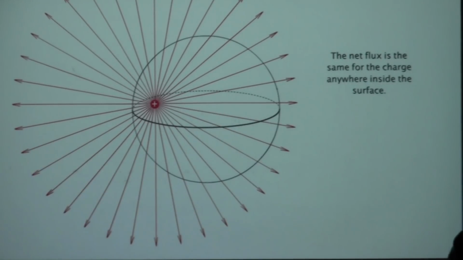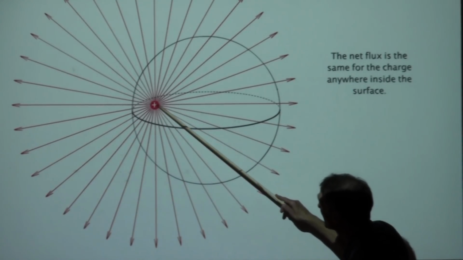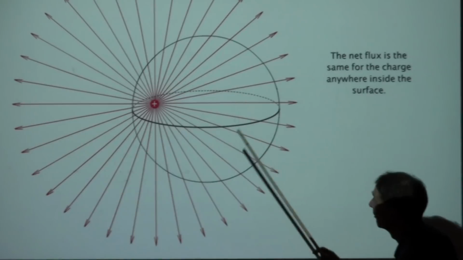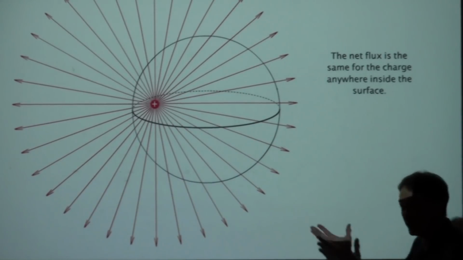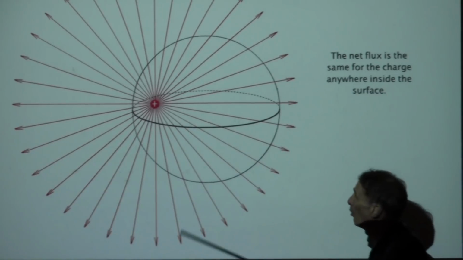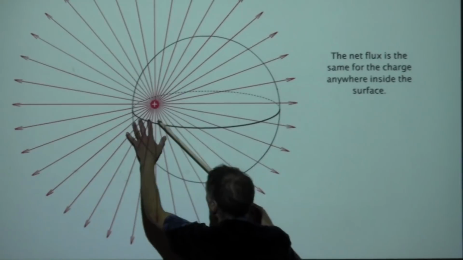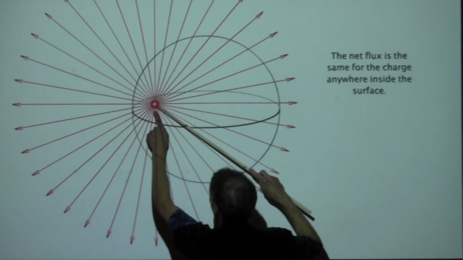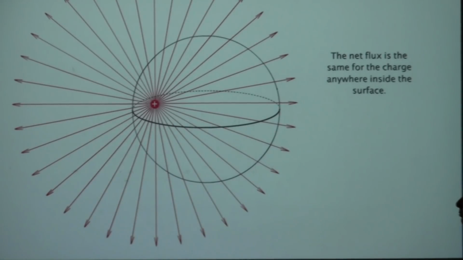Now what happens if we move the charge off center of the sphere? What is the flux? Is the flux going to be the same? Yeah, flux is the number of lines. Whether the charge is at the center or anywhere inside, the number of lines passing out here has to be the same. And so we're going to use that great simplification for this.